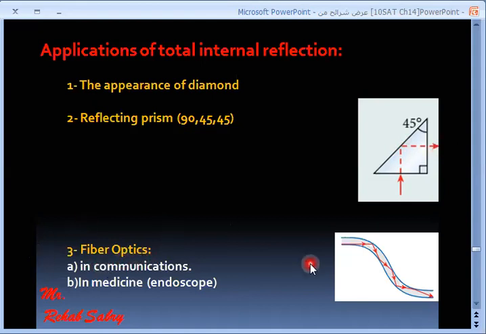Number three, fiber optics. Fiber optics are elastic tubes, like we see, made of plastic or transparent materials. These tubes are designed such that their substance has a small internal critical angle, so the light enters from one terminal and undergoes several total internal reflections to come out of the other terminal. What's the importance of this? This is used in telecommunications and communications.